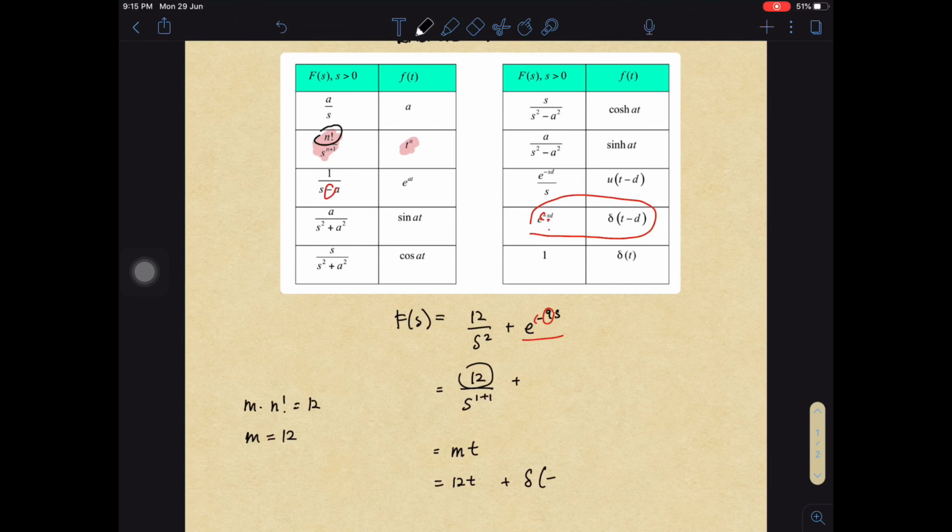Therefore your function f(t) for this e to the power of negative 9s is delta of t minus d, where your d is equal to 9. So therefore you have 12t plus delta of t minus 9. So this one is the function f(t).